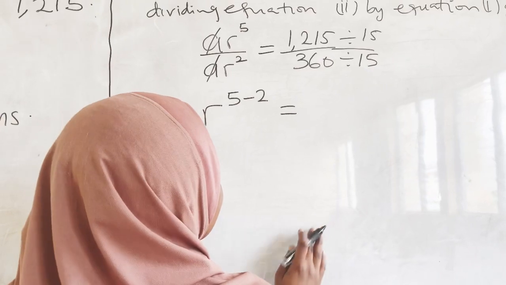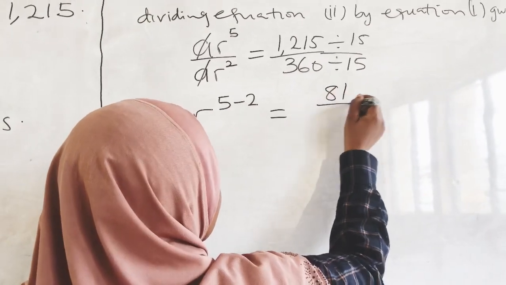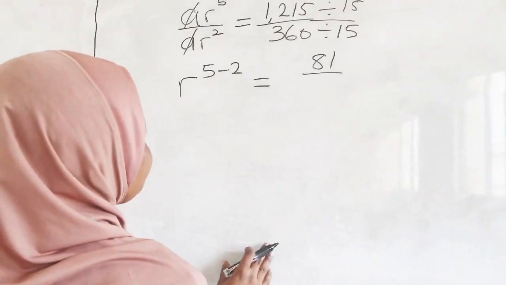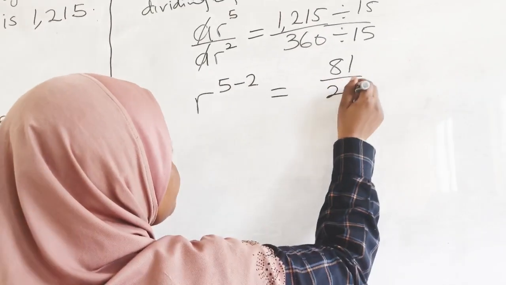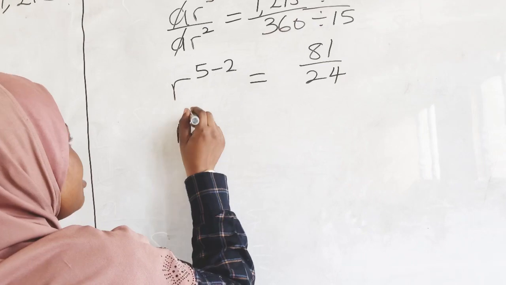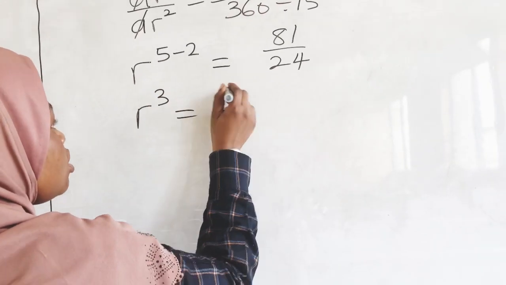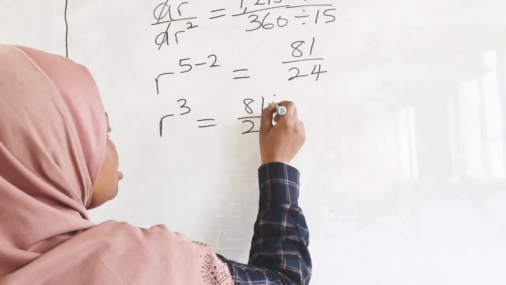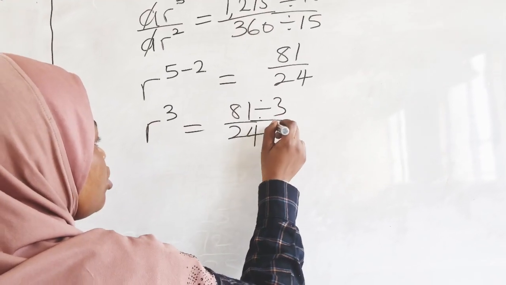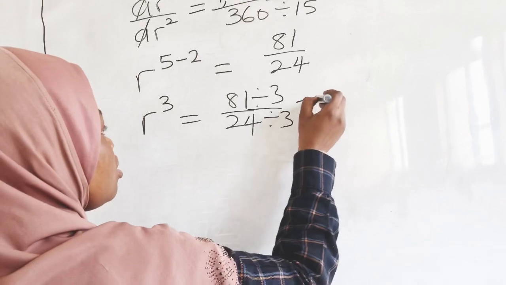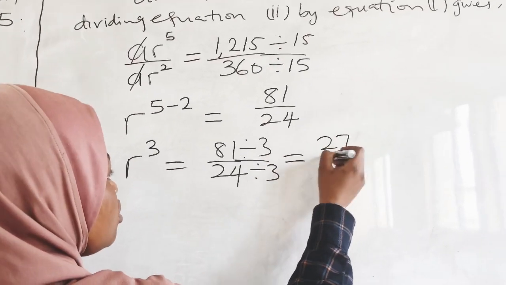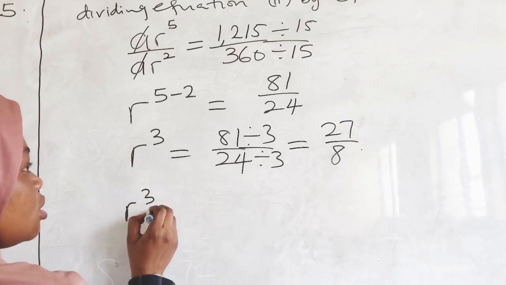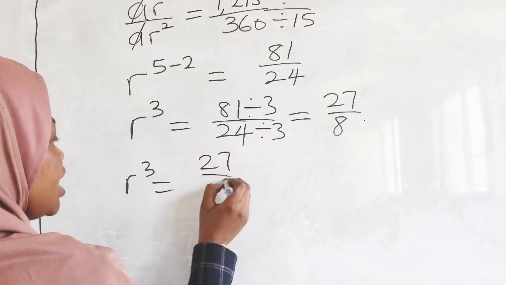So 1215 divided by 15 gives 81 over 360 divided by 15, which is equal to 24. So we have R raised to the power of 3 is equal to 81 over 24. So here we can still use 3 to divide both the numerator and denominator. So it's equal to 27 over 8. So R cubed is equal to 27 over 8.